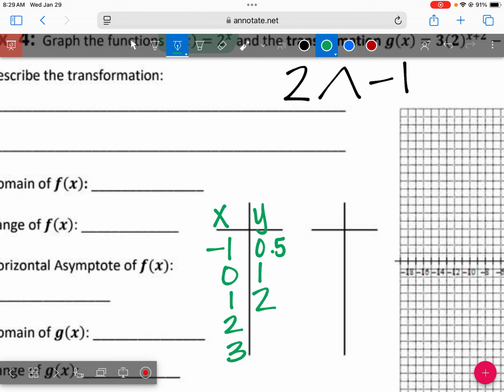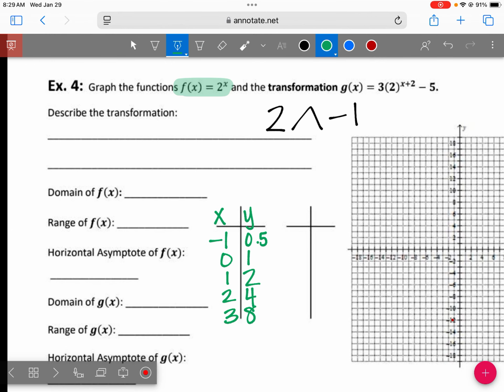All right, 2 squared. That means 2 times 2. What's 2 times 2? 2 caret key 2. What do you get? 4. And then last one, 2 caret key 3. What do you all get? 8. All right, let's go ahead and graph it. But before we do that, let's answer these questions.